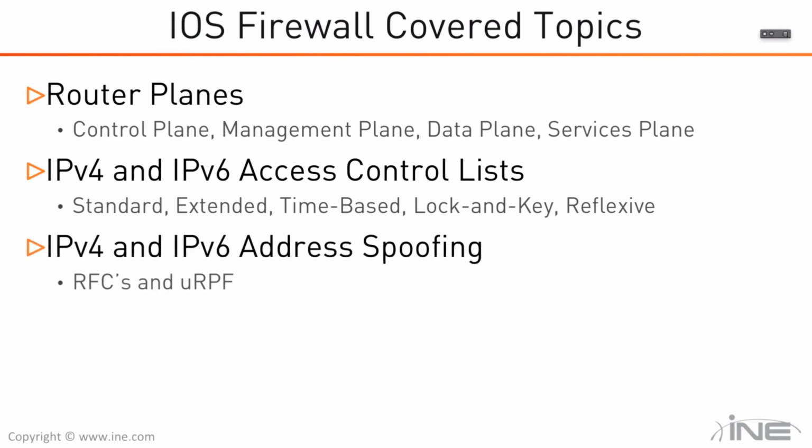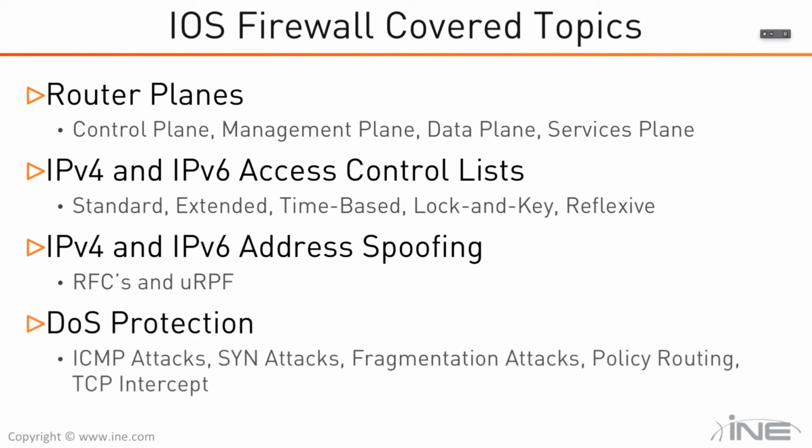Afterwards, we're going to start the data plane security features. We're going to speak about IPv4 and IPv6 address spoofing. I'm going to touch base here on a couple of RFCs that define some rules in order to prevent address spoofing, and also about unicast RPF.